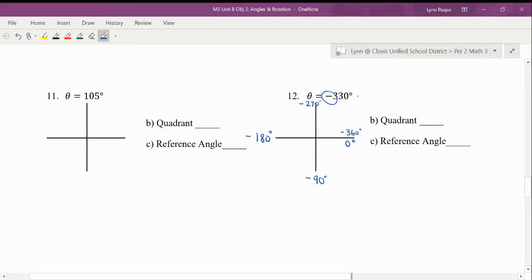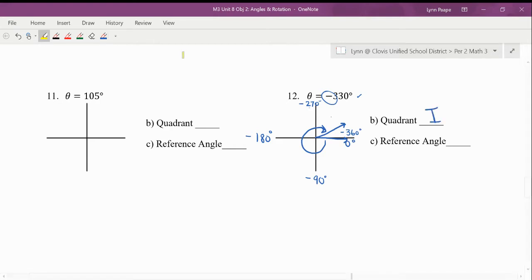So where does negative 330 land? Somewhere in this quadrant, right? So somewhere between 270 and 360. So maybe we'll call that right here. Get in my initial ray as well, and then put a rotation. So then that is in quadrant 1.